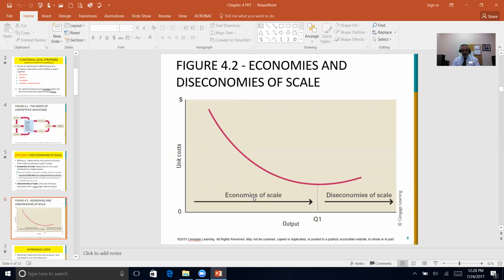And one of the things that we must do as managers and leaders of organizations is we got to understand and know the extent of the economies of scale and when these diseconomies may occur, and what strategies we are going to be implementing to help us overcome those types of diseconomies of scale. So all of that is important as well.